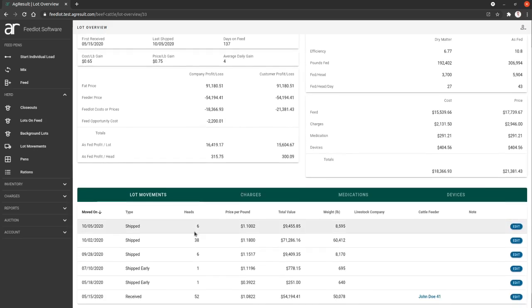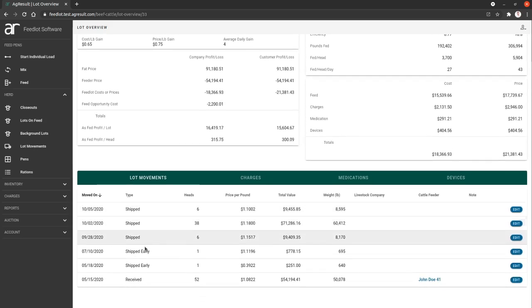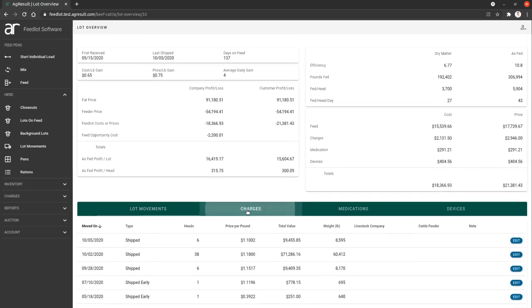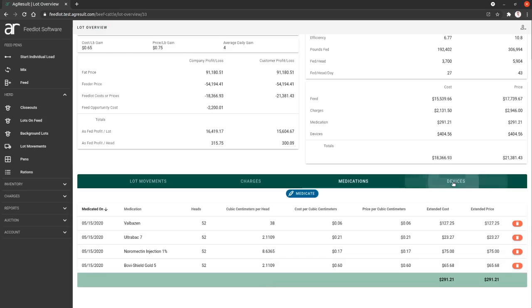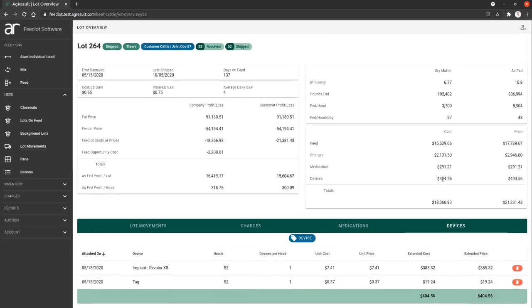Then at the bottom, this will show you all of your history of all your lot movements. Anytime you received, shipped, or any died, all of your charges over the course of their life, all the medications, and all the devices. And we're going to jump back then.